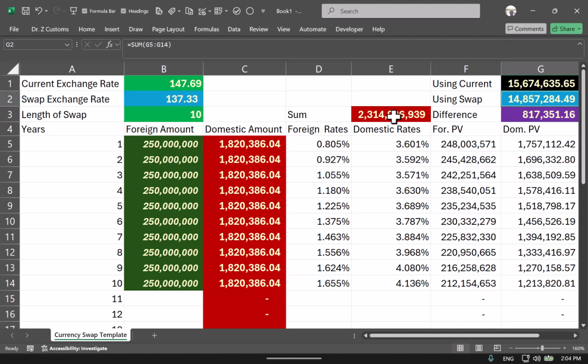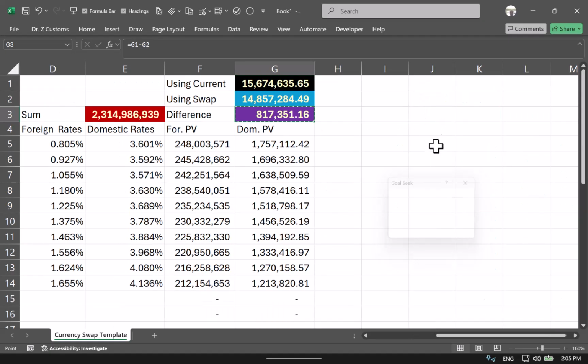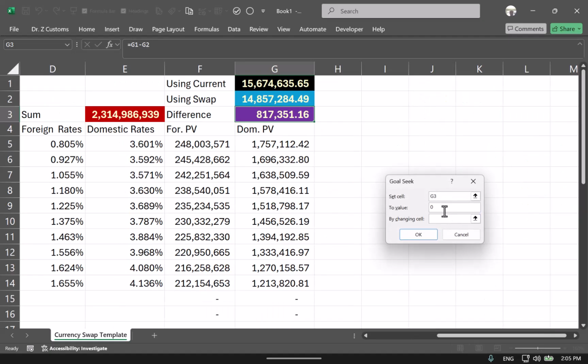That's the present value of foreign currency amounts. That blue cell is present value of the domestic currency amounts using the swap rate. And again, black is take this present value of the foreign currency, convert it to domestic using the current exchange rates. Obviously, we want them to be exactly the same. Data, what if analysis, goal seek, make that 0 by changing the swap rates.